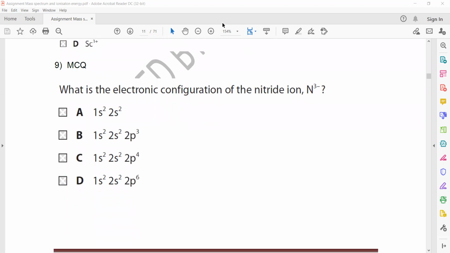What is the electronic configuration of the nitride ion? Nitrogen has 7, but the nitride ion has 10 electrons because minus 3 was taken. So we have 10 electrons, 1s2, 2s2 and 2p6. So D is the right answer because here we have 8 electrons, here we have 4 plus 7 electrons, 4 electrons and 10 electrons.